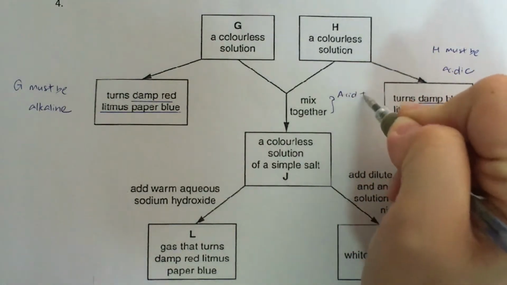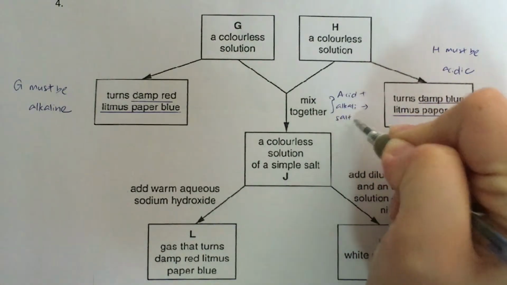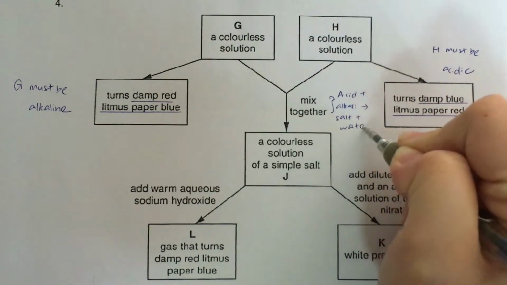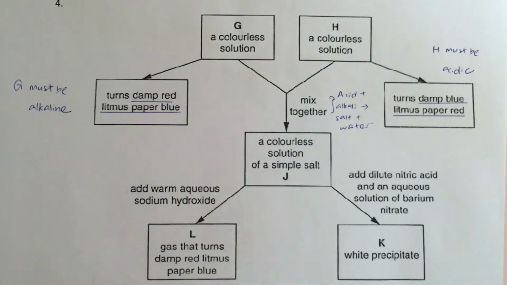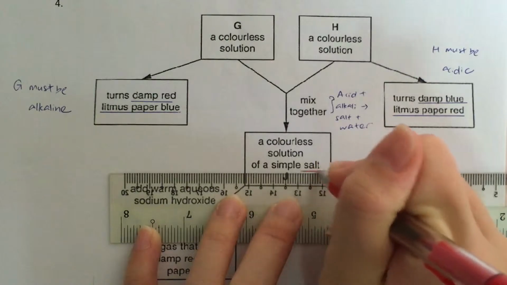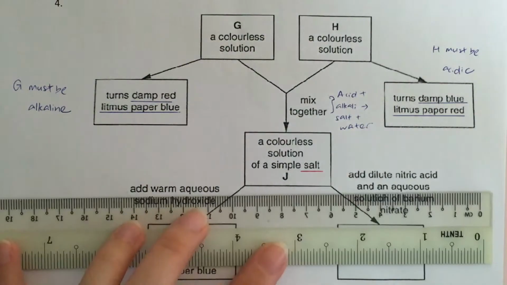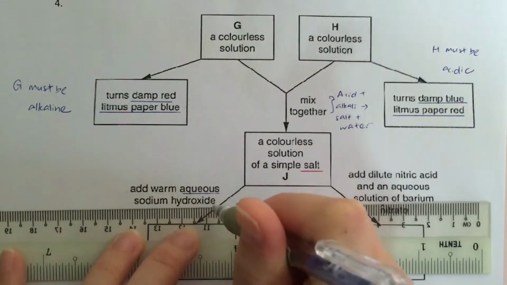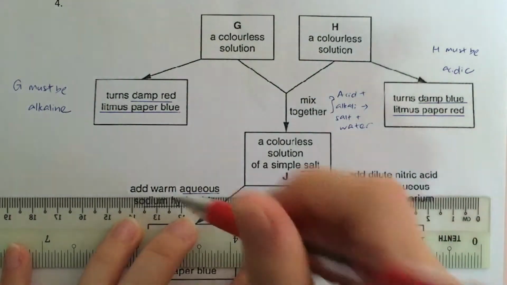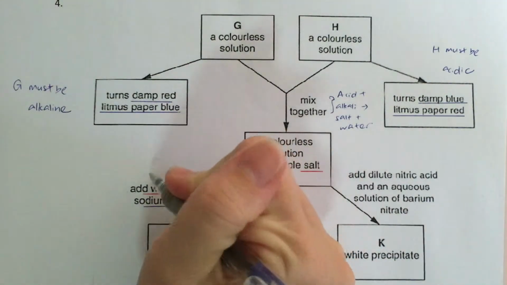Now when we mix this together, so if G is alkaline, H is acidic, that means we are mixing an acid and an alkali. So when an acid reacts with an alkali, what you get is a salt and water. So if you look on, it does say that the salt is from simple salt. Okay, and next, we want to see what's in this salt. A salt will always have a cation and an anion. So when we use aqueous sodium hydroxide, it must be a test for cation. And we warm it.